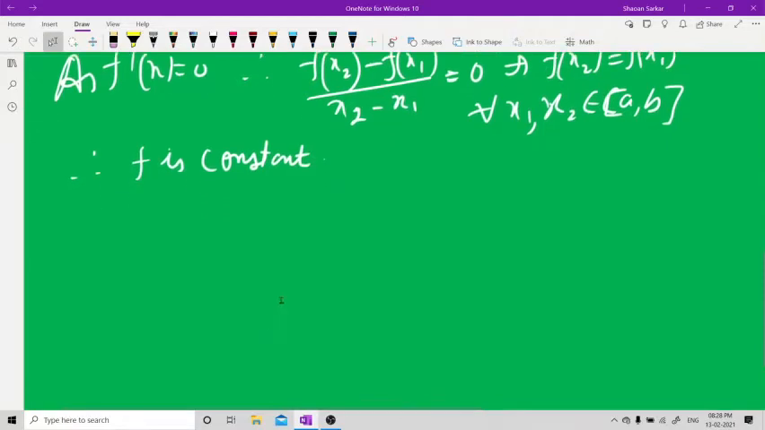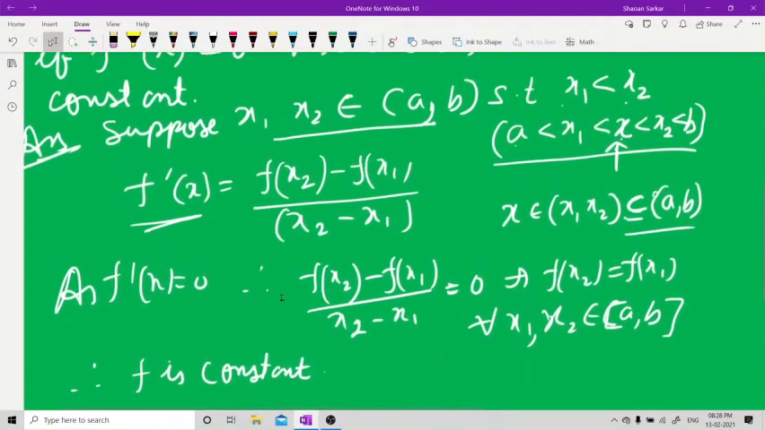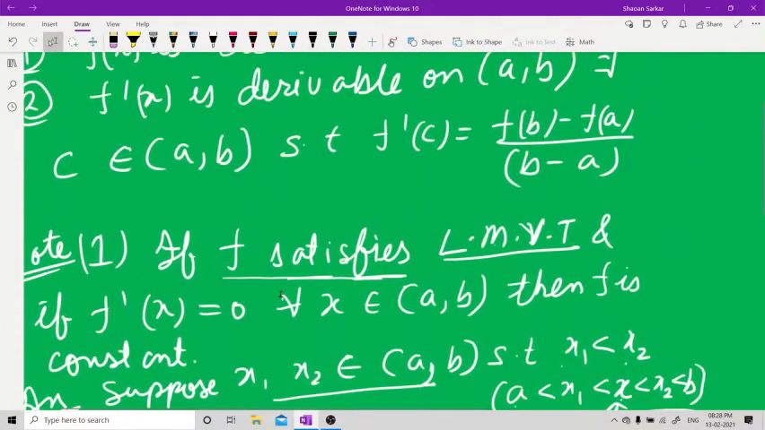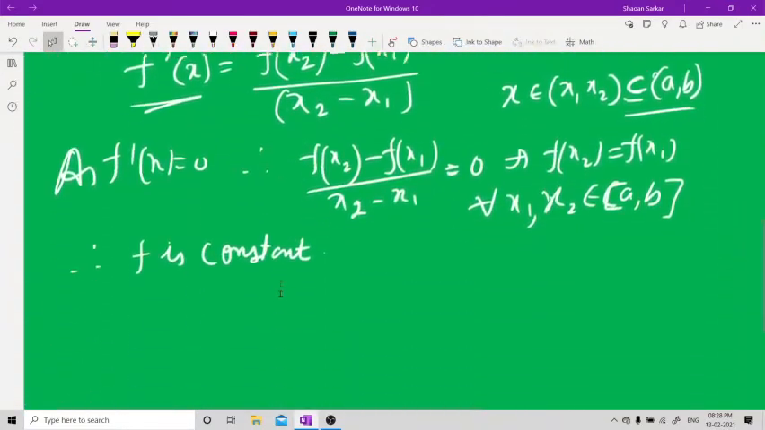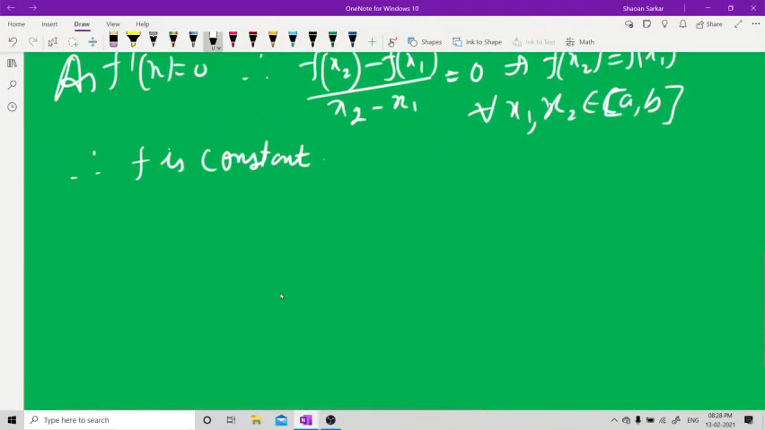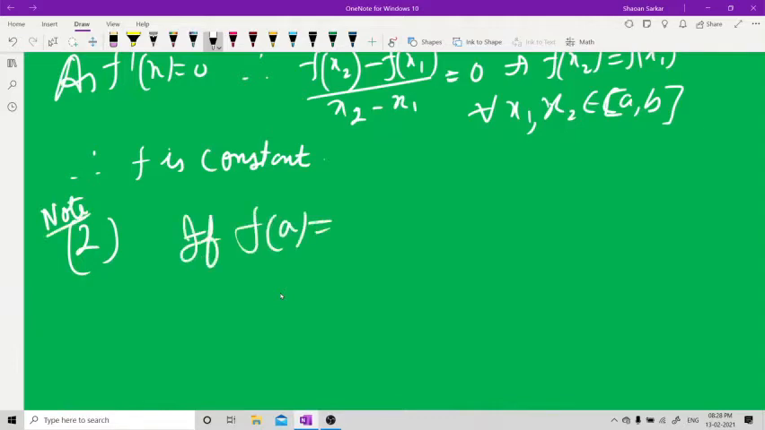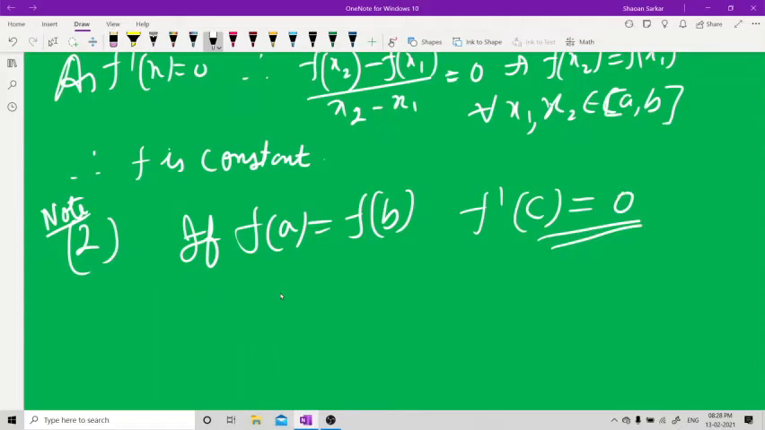Now see one thing. From this I can make one very important conclusion. Note 2: if fa equal to fb, in that case f dash c would be 0, which is a special case of this, and then this becomes Rolle's theorem.